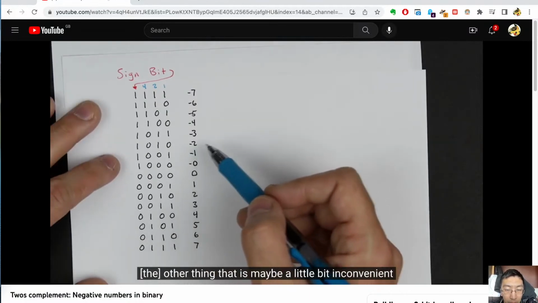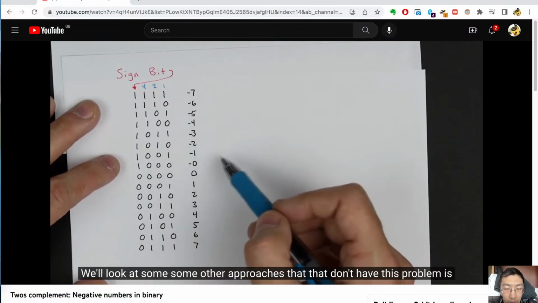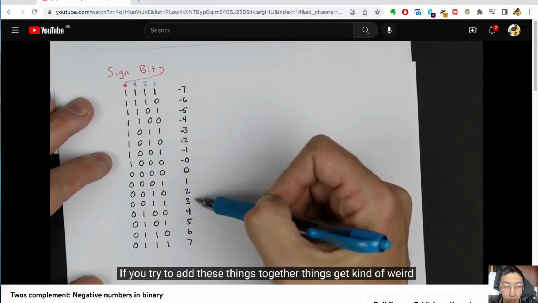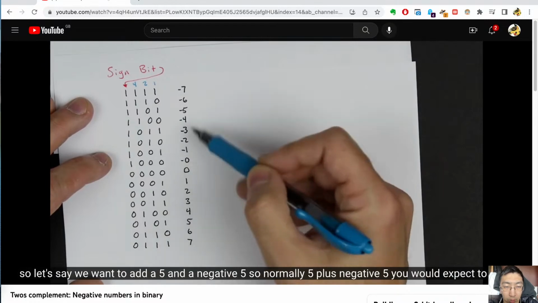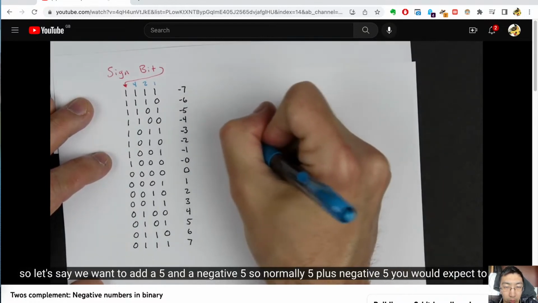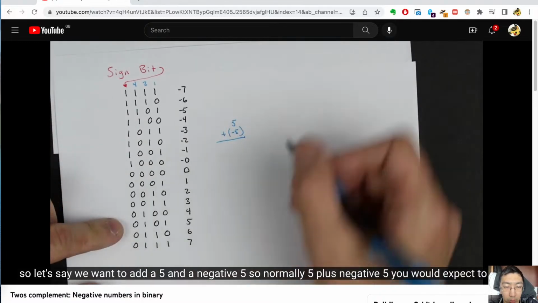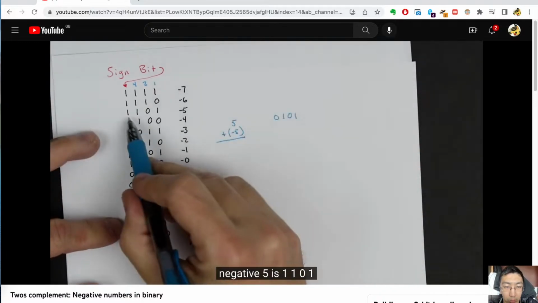The other thing that is maybe a little bit inconvenient, we'll look at some other approaches that don't have this problem, is if you try to add these things together, things get kind of weird. So let's say we want to add a 5 and a negative 5. So normally 5 plus negative 5, you would expect to get 0. Simple enough. But here if we look at 5, 0, 1, 0, 1, and negative 5 is 1, 1, 0, 1.